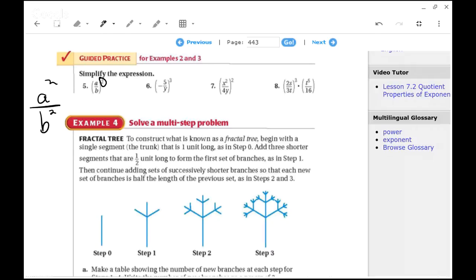Once again, on number 6, apply everything to the inside of the parentheses. So that's going to be over y to the third. And remember, I did say this in class, when your numbers 1, 2, 3, 4, 5, and 6, go ahead and get these all the way out. So your final answer would look like negative 125 over y to the third for that one.